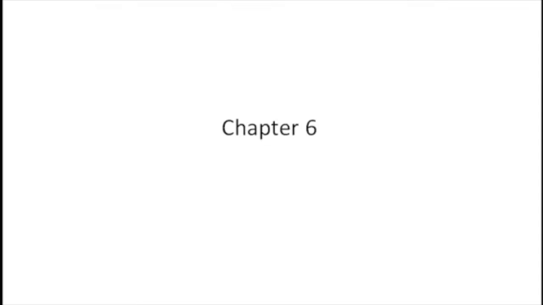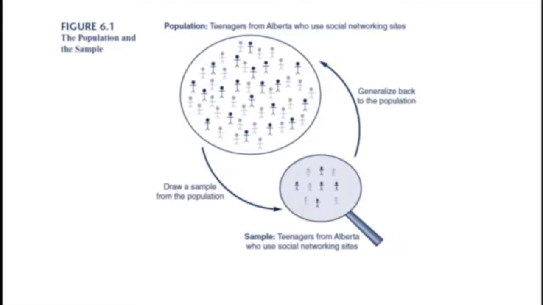This video discusses the sampling distribution of the mean covered in Chapter 6. We wish to make a statement about a population of interest. We might want to know the average time teenagers spend social networking in a week, or the proportion of high school students who have a smartphone.